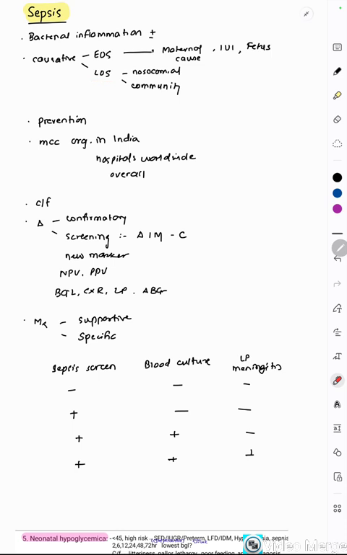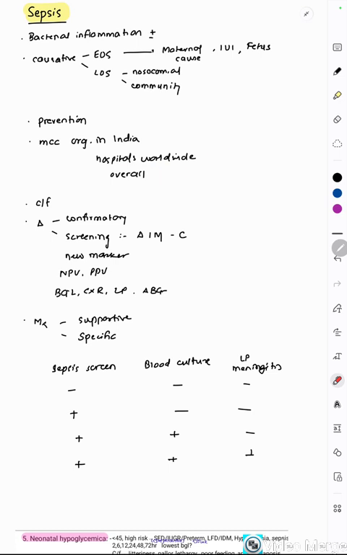The most important step in the prevention of sepsis in hospital settings or community settings is hand washing, following all the proper 6 steps of hand washing. Then the most common causative organism in India is Klebsiella, followed by Acinetobacter. In hospital settings worldwide, it is E. coli, while overall it's group B Streptococcus.